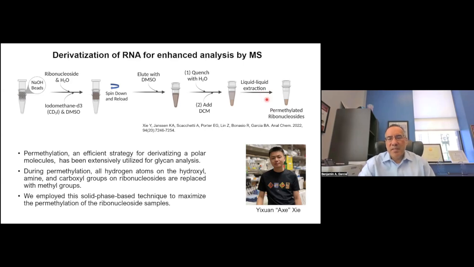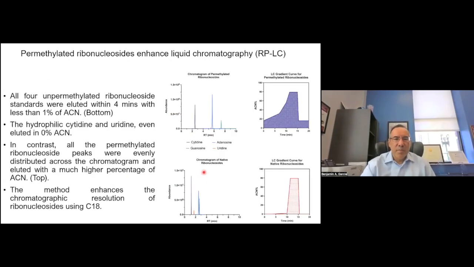We use a liquid extraction to get what we call permethylated ribonucleosides. And this has been a strategy that has been used heavily in the glycan field. It makes molecules more hydrophobic and allows better separations. All the hydrogen atoms on hydroxyl groups, amines, and carboxylic acid groups will be replaced. We've optimized this procedure quite a bit. It's a little tricky to get going, but not too hard. You can see here with native ribonucleosides, at least in our hands, we get crowded chromatograms, but with permethylation, you can spread them out quite a bit.